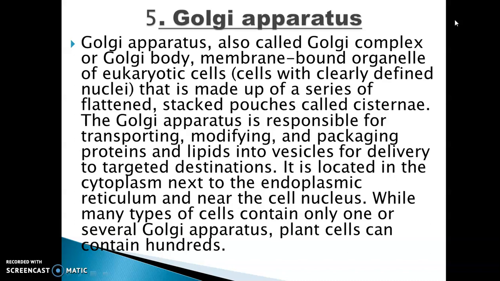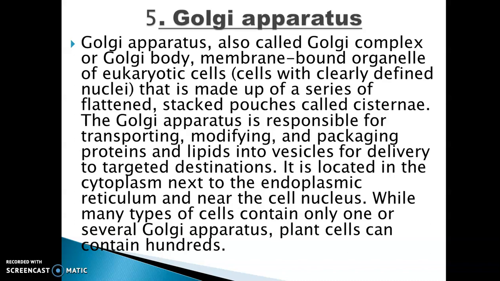Next is the Golgi apparatus. The Golgi apparatus, also called the Golgi complex or Golgi body, is a membrane-bound organelle of eukaryotic cells, cells with clearly defined nuclei. It is made up of a series of flattened stacked pouches called cisternae.